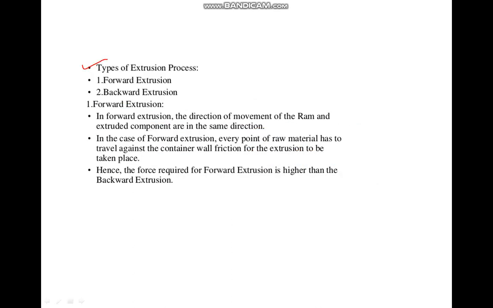So what are the various types of extrusion processes? There are a number of extrusion processes. Extrusion processes is classified according to the direction. Forward or direct extrusion, it is also called as the direct extrusion process. Backward extrusion process is also called as the indirect extrusion process. And one is impact extrusion process. So what do you mean by forward, backward and impact extrusion process? One by one we are going to study about it.